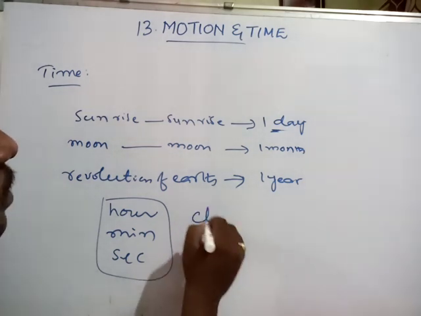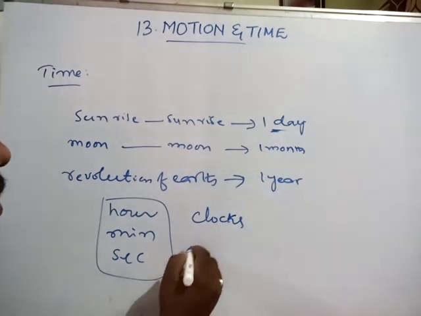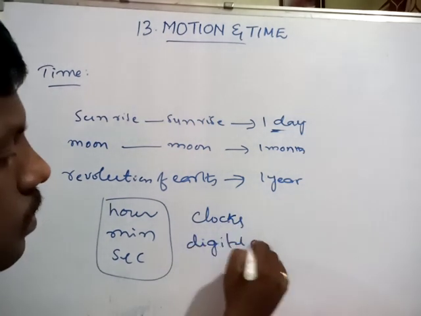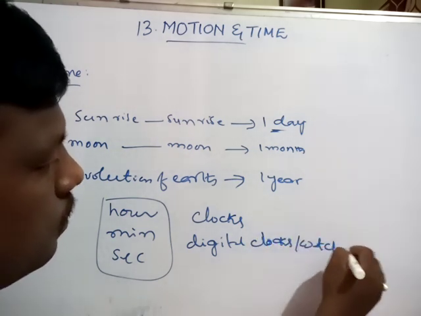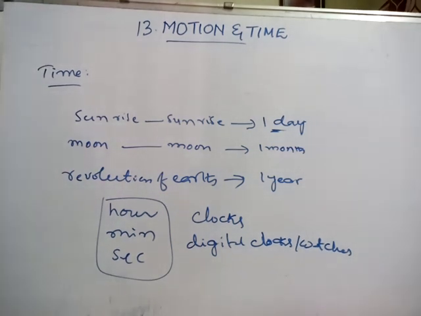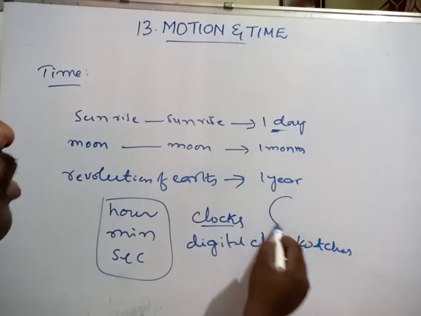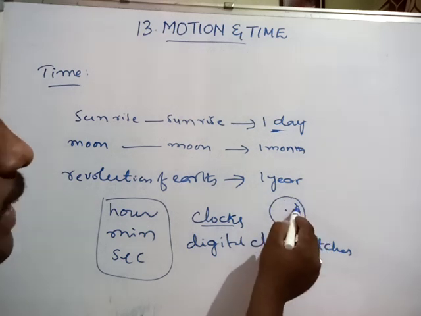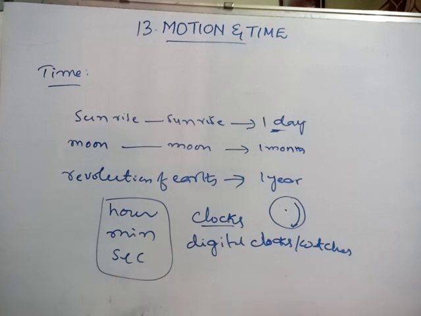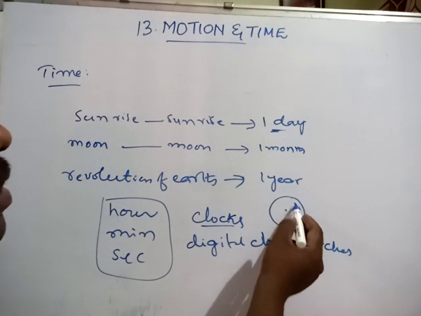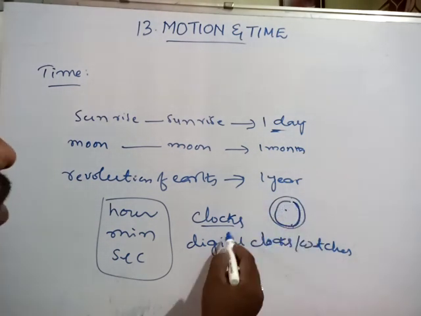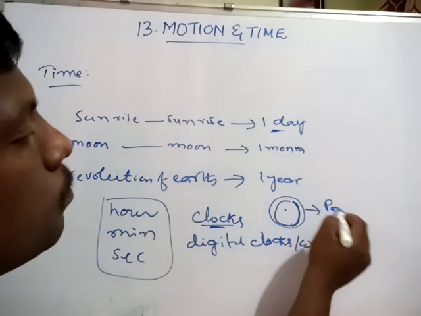By using devices like clocks. Nowadays we are using digital clocks and watches also. In the types of motion, I already told you periodic motion is one of them. These clocks are examples of periodic motion, because the hands of the clock, minute hand, second hand, hour hand, rotate in the clockwise direction. This type of motion in clocks is called periodic motion.